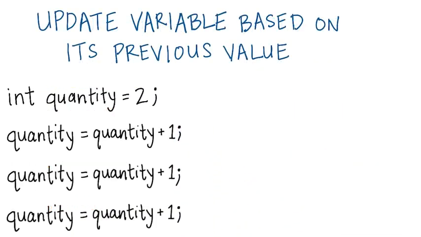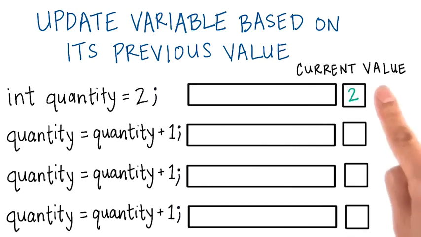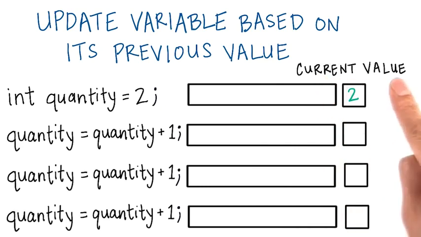Practice writing out each line of code by typing them into the boxes we've provided here. Pay attention to each character and symbol. This is the first time you're updating a variable using the variable itself, so make sure you type out this variable name correctly. When you're done, fill out this column that represents the current quantity value after each line of code is executed.